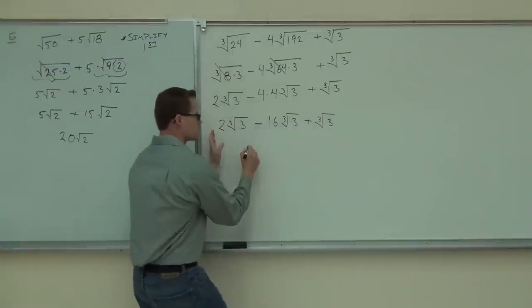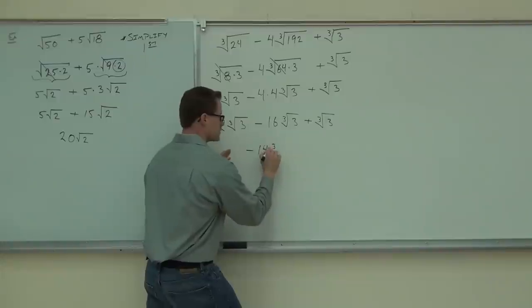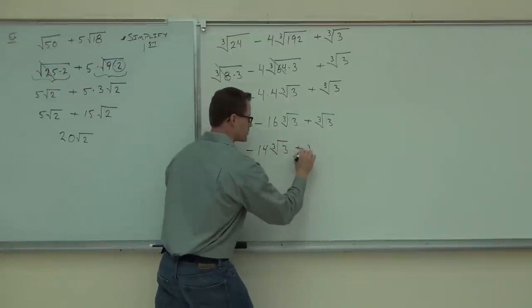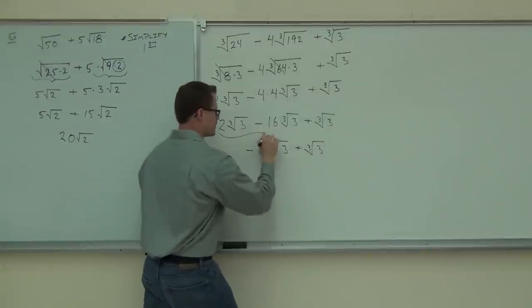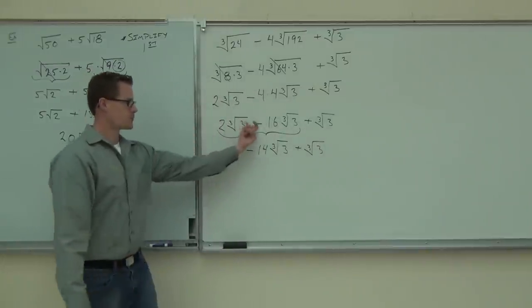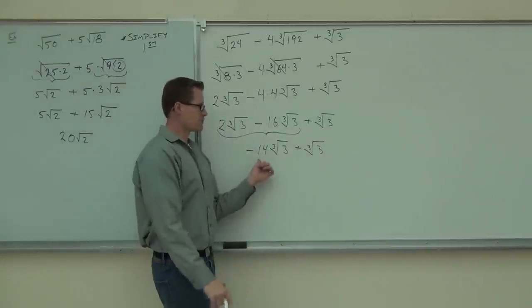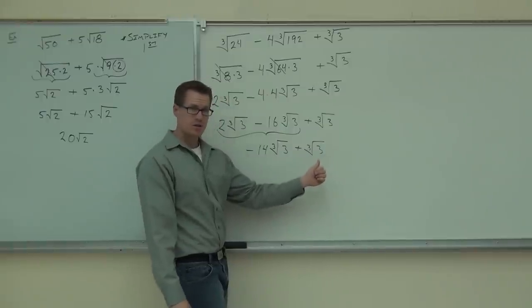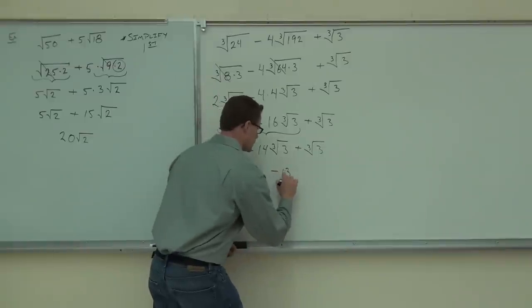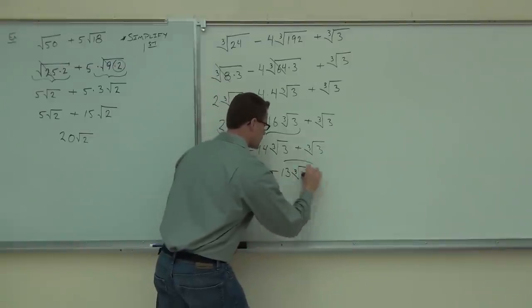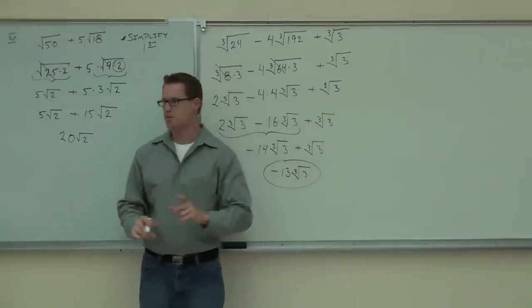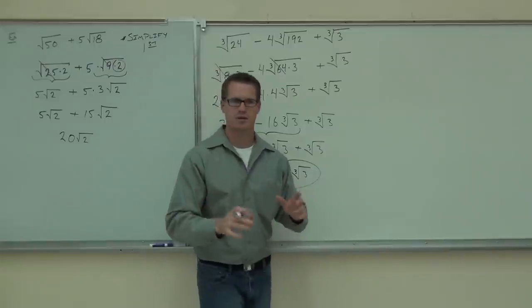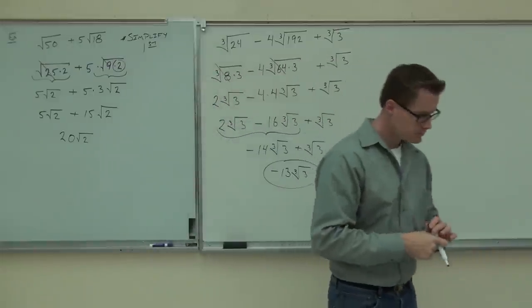If you did these two, sure, you're going to get negative 14 cube root of 3 plus cube root of 3. That's from here. Negative 14, no problem. But now that you have negative 14 plus 1 cube root of 3, you're going to get negative how much? 13. Very good. So don't let this thing fool you. Just because right there, that still counts. You still have to add or subtract 1, depending on whether you have plus or minus.